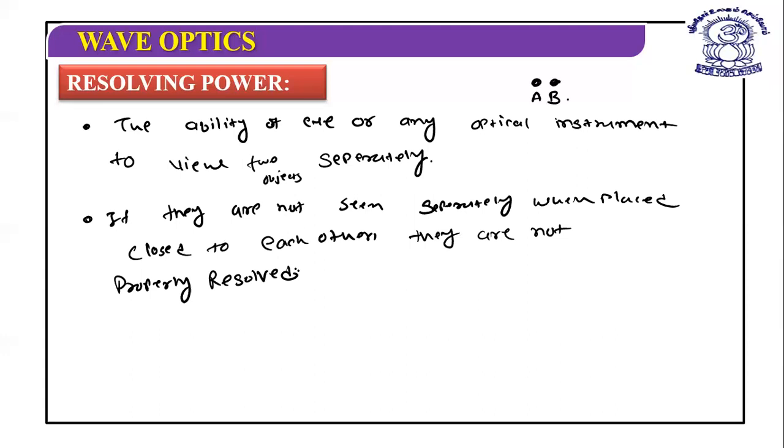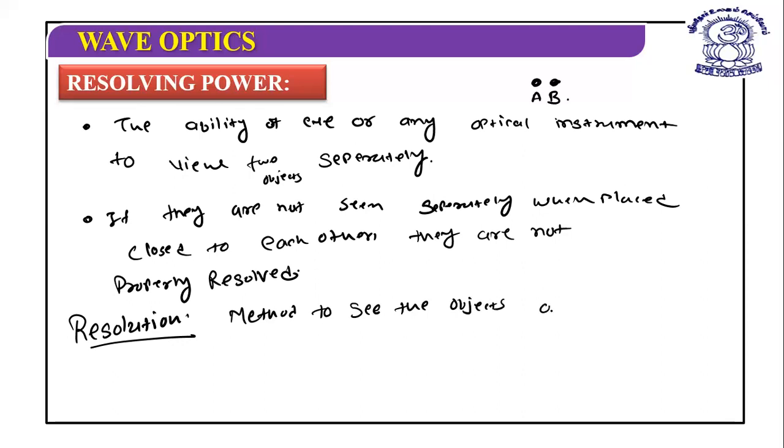The method adapted to see the close object as separate object is called resolution. The ability of an optical instrument to produce distinctly separate images of two objects located very close to each other is called resolving power.